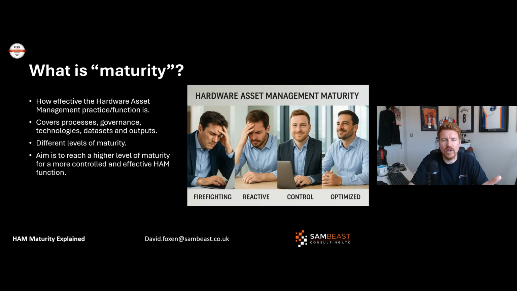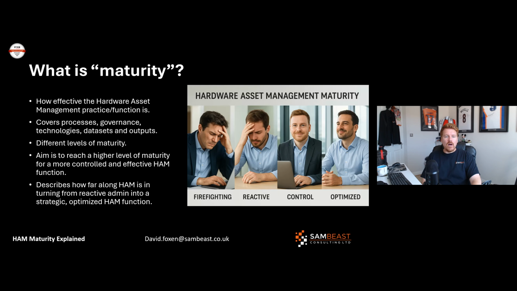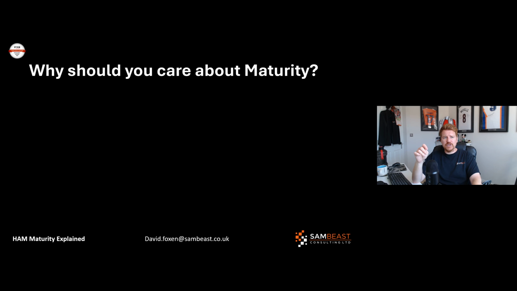It all depends on what the overall goals and objectives are of your hardware asset management function and what you want to get out of hardware asset management when you're implementing it as part of IT asset management. It also describes how far along hardware asset management is in turning from that reactive administrative function into a strategic, optimized hardware asset management function, or the desired level that you want when you're building out hardware asset management maturity or looking at the scale of hardware asset management maturity.